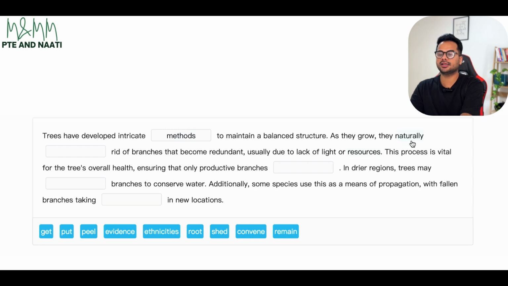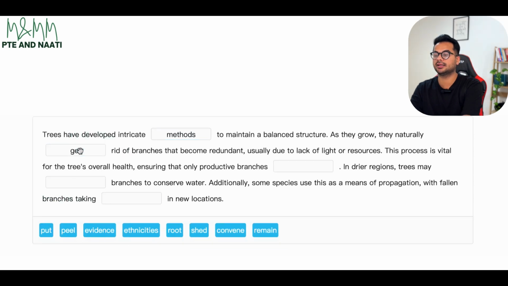Next one: as they grow, they naturally dash rid of branches that become redundant. So they dash rid of branches, meaning getting rid of branches. That's an easy collocation. We always say get rid of something. They naturally dash rid, and we have got the first word over here, which is get. They naturally get rid of branches.